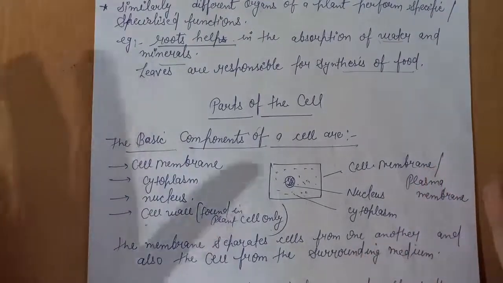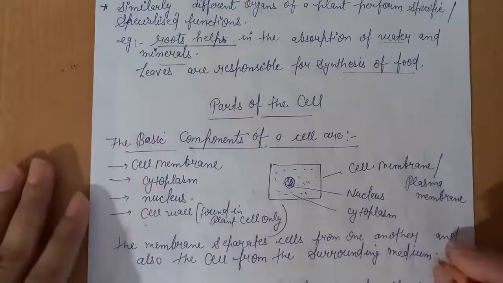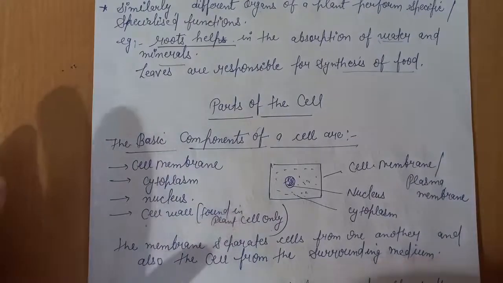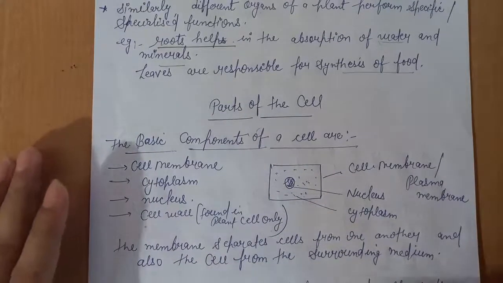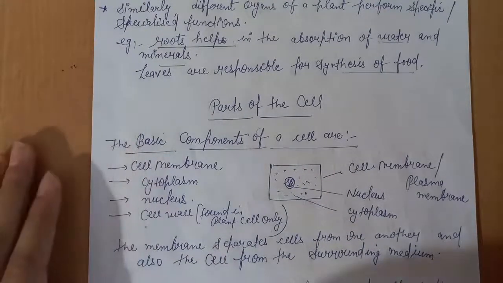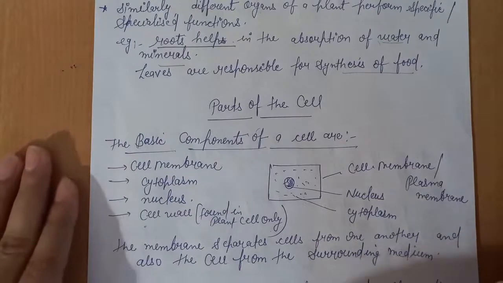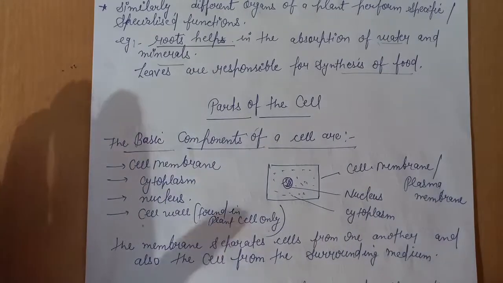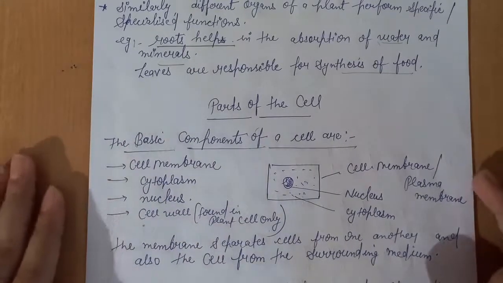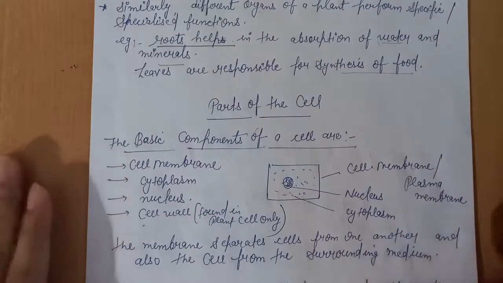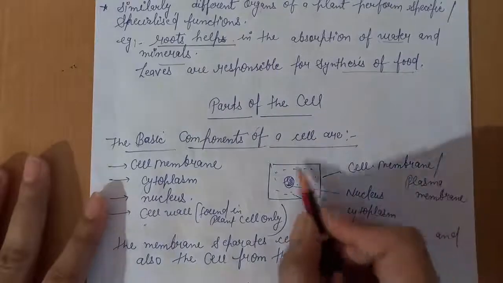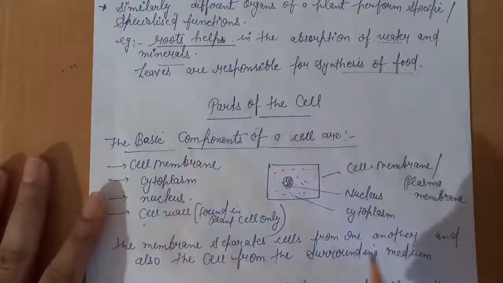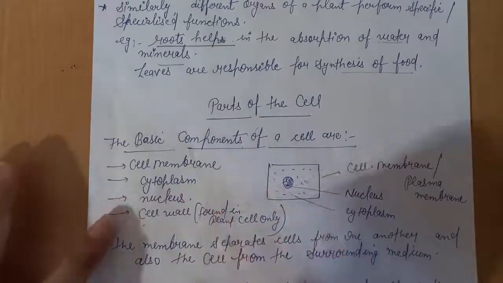In the last video we discussed what a cell is, how the discovery of the cell occurred, what factors determine the shape and size of the cell, and how the shape and size of different organisms differ from each other. And next, here are the parts of the cell. This is a cell. The basic components of a cell are cell membrane, cytoplasm, nucleus, cell wall.